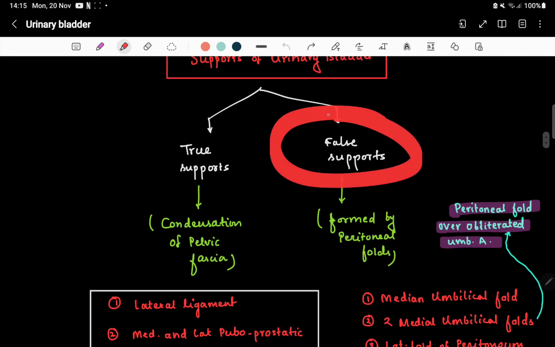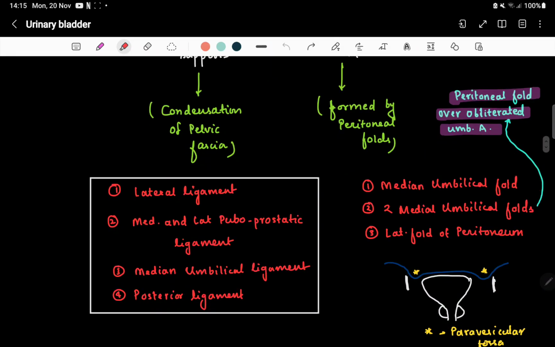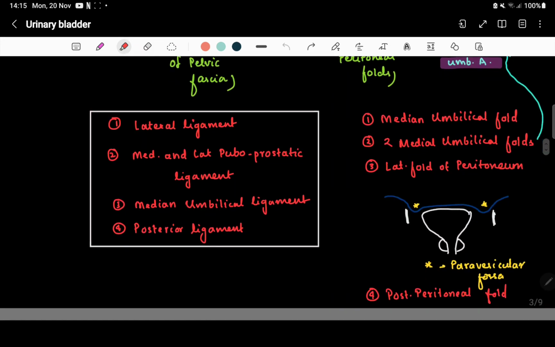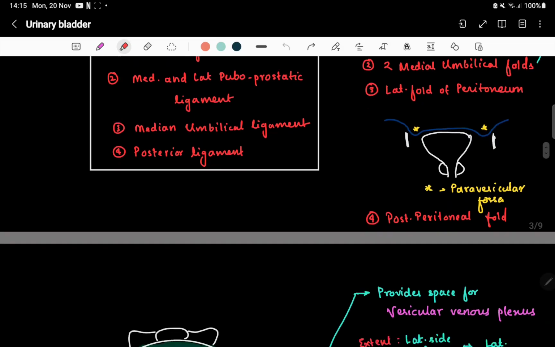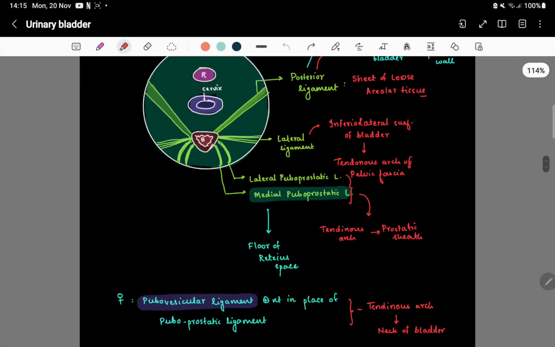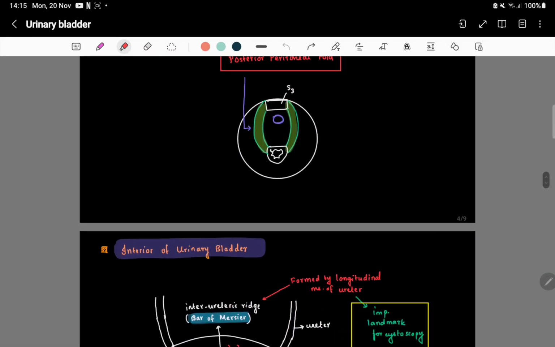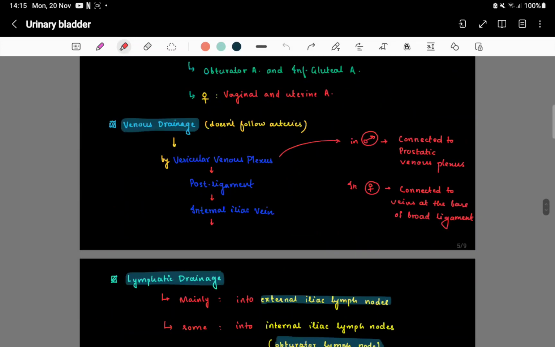For the false supports, we have the ligaments which are formed of peritoneal folds: a median umbilical fold and two medial umbilical folds, the lateral folds of the peritoneum, and again the posterior peritoneal folds. Let's discuss these folds in this section. This section is of your urinary bladder, and we'll discuss the posterior peritoneal fold also in this part.